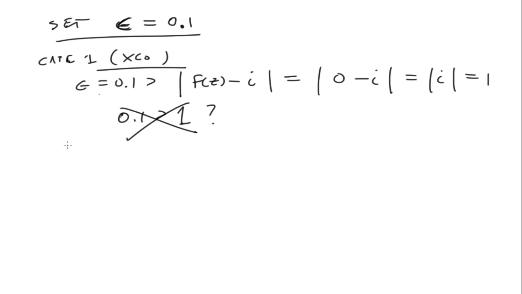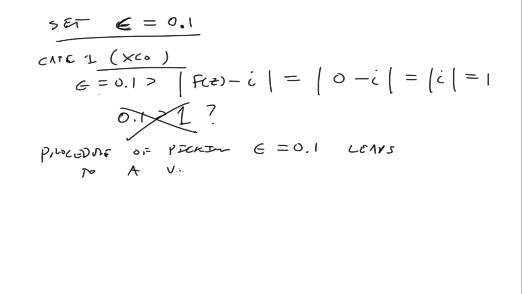So our procedure of picking epsilon equal to 0.1 leads to a violation or a contradiction.